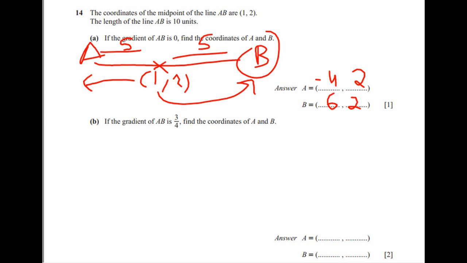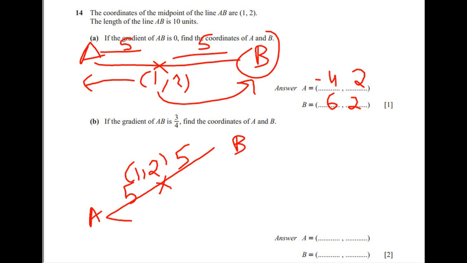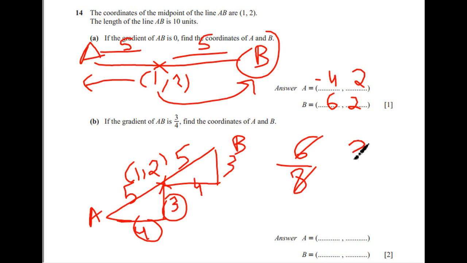Part B. If the gradient of AB is 3 by 4, now it's a rising line. This is A, this is B, this is the midpoint 1, 2, and this length is 5 and this length is 5. Alright, so the gradient is 3 by 4. Find the coordinates of A and B. So this rise over run and this rise over run will now be 3 by 4 and 3 by 4. How do I know for sure that this is 3 by 4? It could also be 6 by 8, that simplifies to 3 by 4, but it can't be 6 by 8 because the hypotenuse is 5.